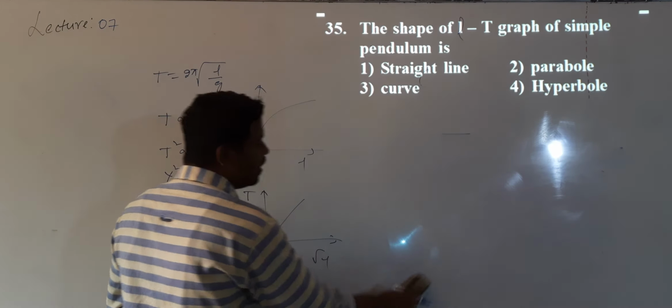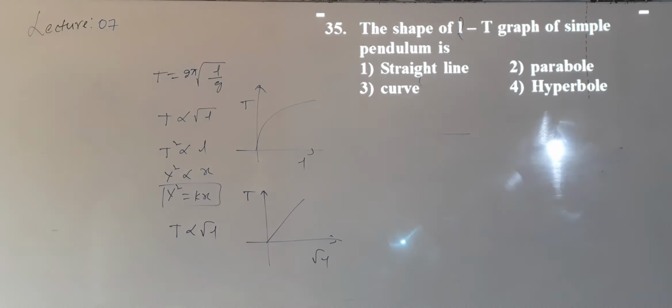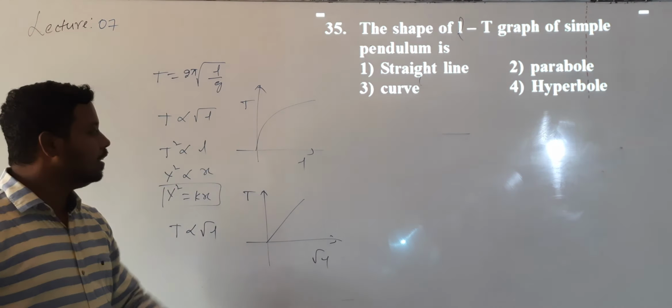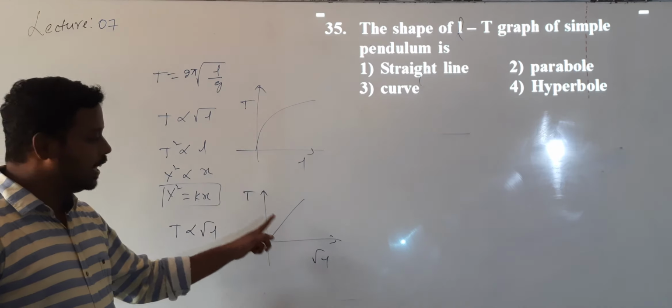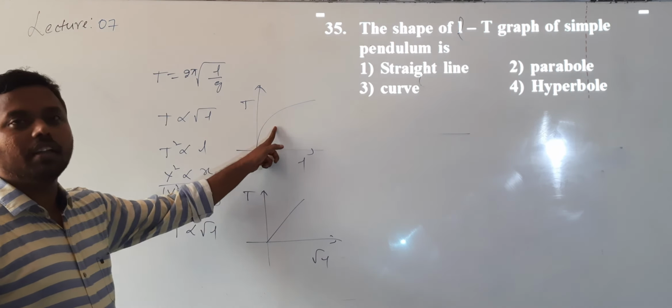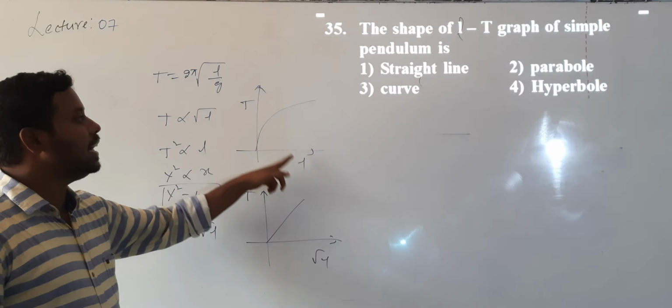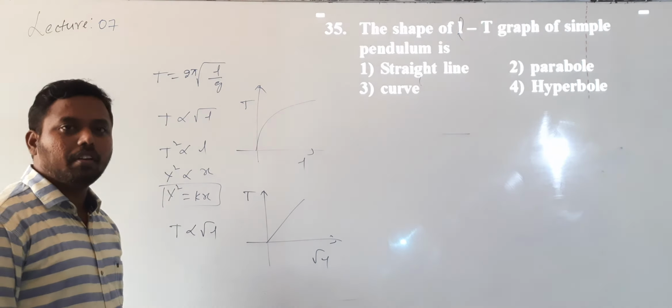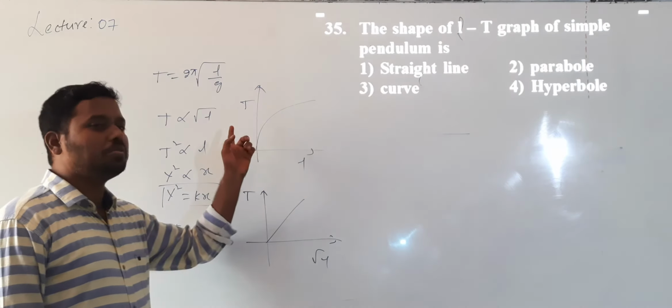Up to here okay. Two graphs I drew. One graph drawn between T and L. The other graph drawn between T and root L. This is a parabola, this is a straight line. They are asking for the T and L graph. So option A is parabola. Clear? So this is question number 30.